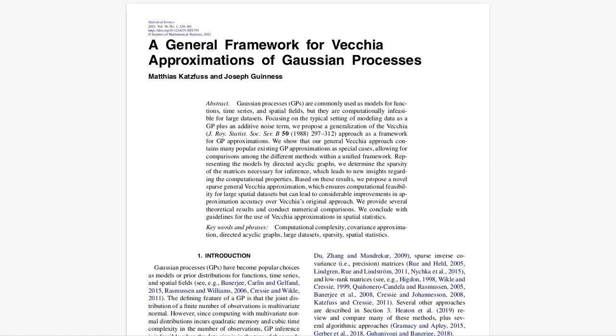Absolutely. Katzfuss and Guinness point out that for very smooth data sets, where the values are changing gradually over space or time, conditioning on a fixed set of reference points can be more effective. They call this the same conditioning set, or SCS approach. Same conditioning set, SCS. Got it. So instead of just looking at the immediate neighbors, you're choosing a few key pieces from different sections of the puzzle to guide you. I like that.